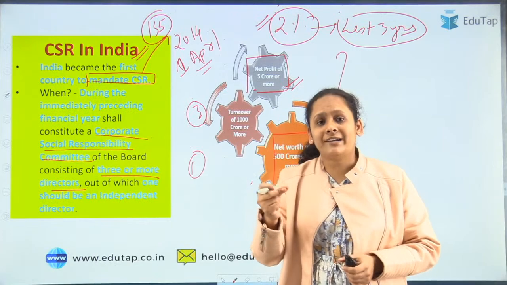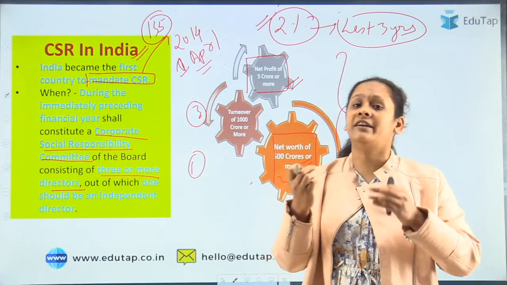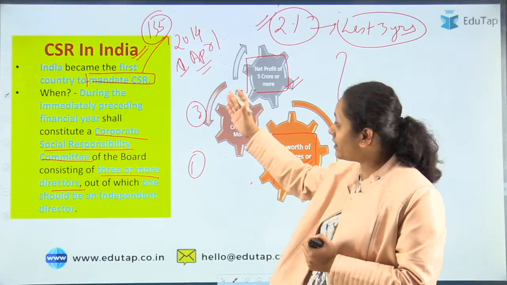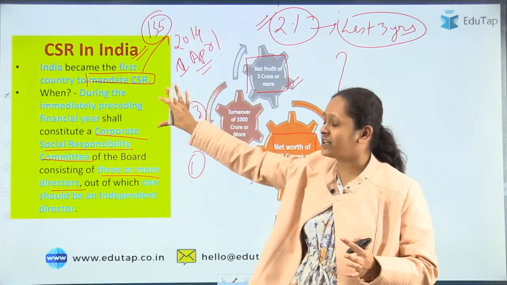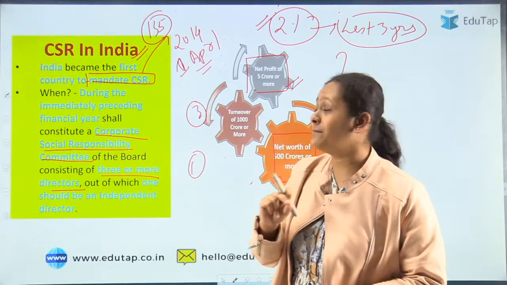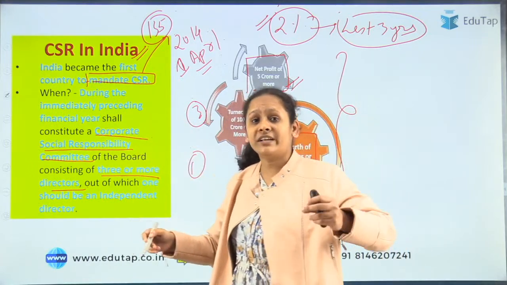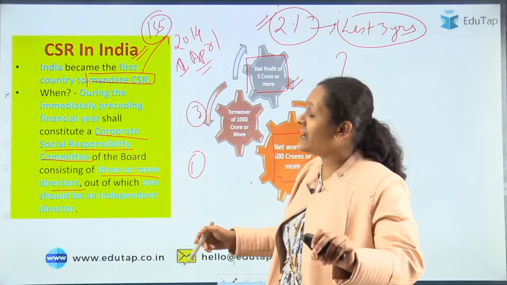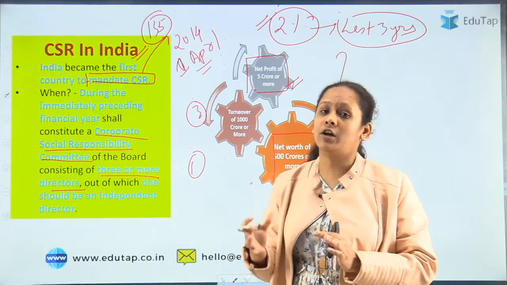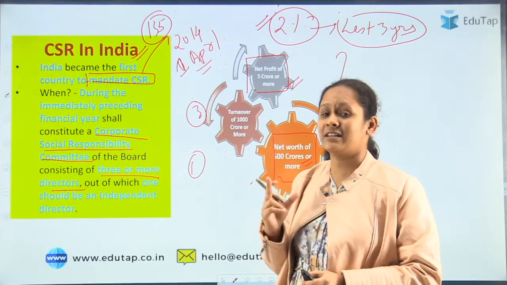It was voluntary for the company whether they wanted to invest their money in CSR activities or not. But again, keep in mind the disclosure of these amounts for those companies who were investing in CSR. They had to let their shareholders know where they were investing their money.